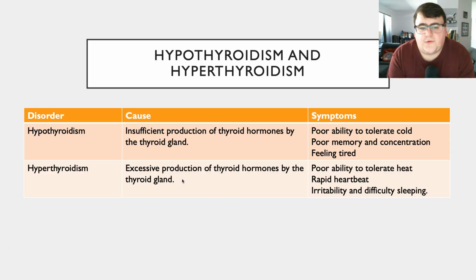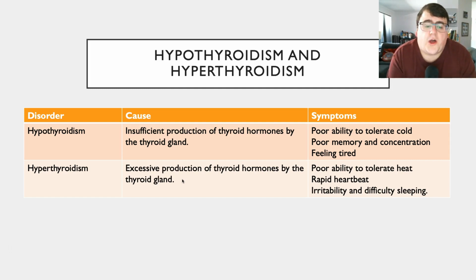What about hypothyroidism and hyperthyroidism? Again, remember the words hypo and hyper: hypo meaning low, hyper meaning high. Hypothyroidism is insufficient production of thyroid hormones by the thyroid gland, so there are low amounts of thyroxine and TSH. The symptoms of this are poor ability to tolerate cold, poor memory and concentration, and constantly feeling tired.